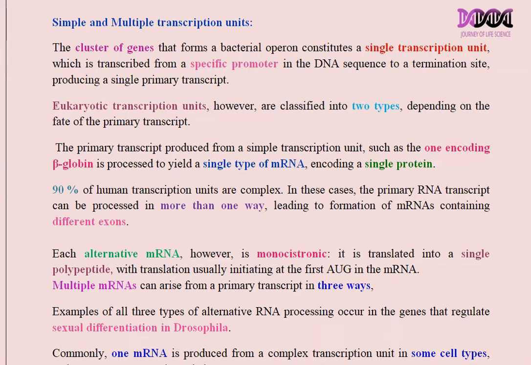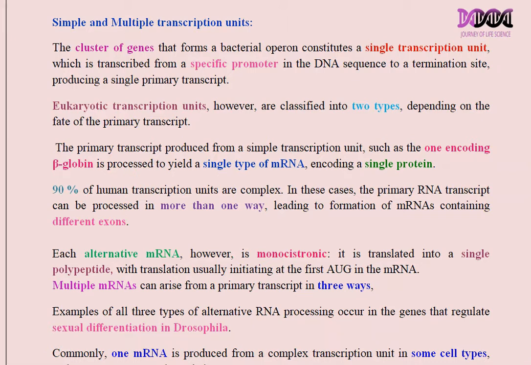Hello everyone. In the last class, we discussed monocistronic and polycistronic mRNAs, and we saw the simple concept of gene duplication, how it occurs during meiotic crossing over. So in today's class, we're going to discuss simple and multiple transcription units.